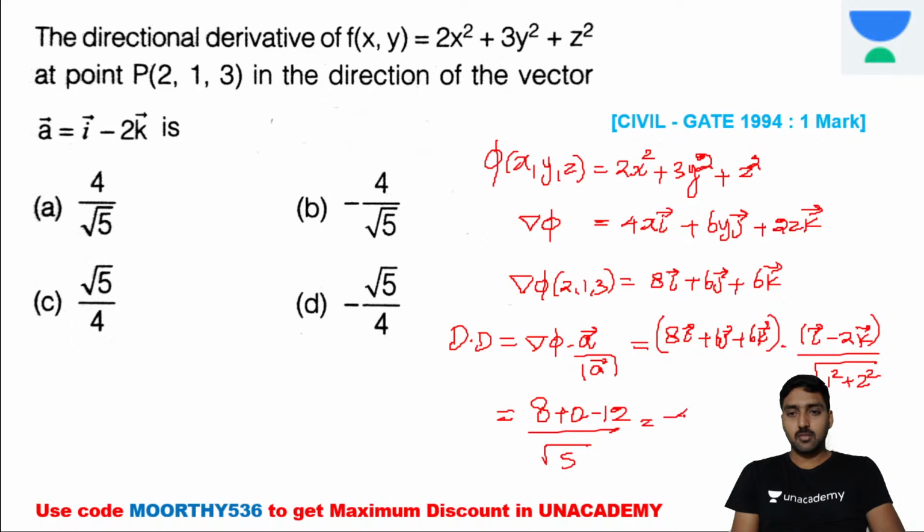It's equal to minus 4 divided by root of 5. Yeah, fine, the root was missing. Minus 4 divided by root 5. It's option B. Very good answer.